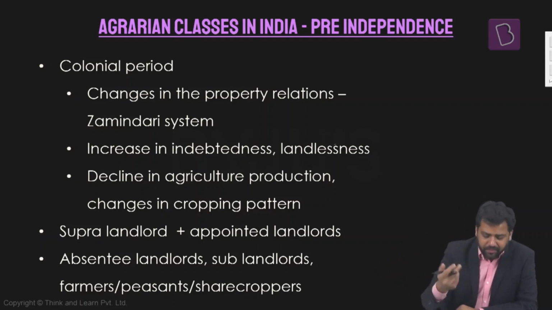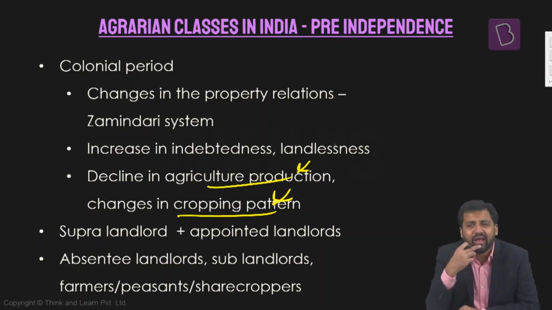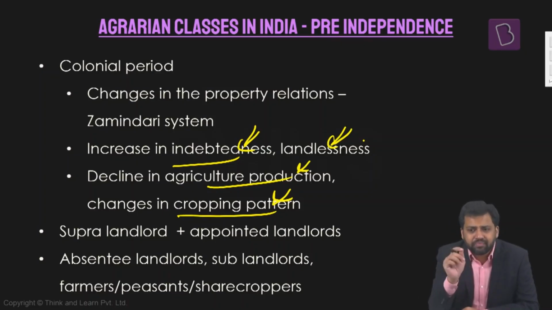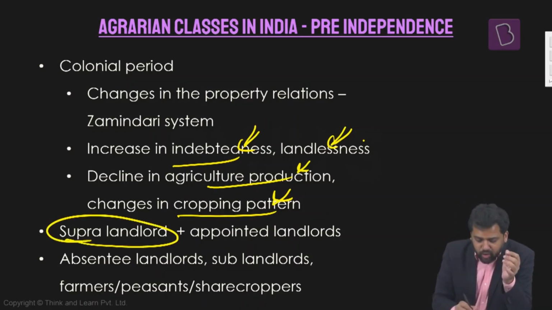So all these things lead to a situation where the farmers are very, very vulnerable. They are not having enough agricultural production. There is a change in the cropping pattern. And all these things lead to a situation where there's a massive amount of indebtedness and landlessness in the agrarian economy. And if you look at the class structure that is now emerging, in the agrarian economy there are multiple classes now. But one way to look at it is that the British state, the colonial state, is becoming one of those supra landlords.